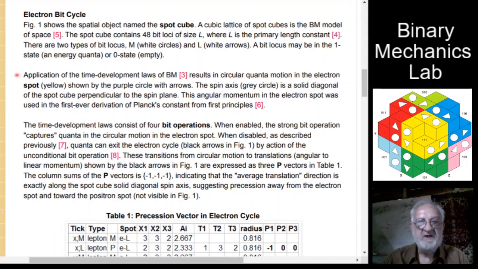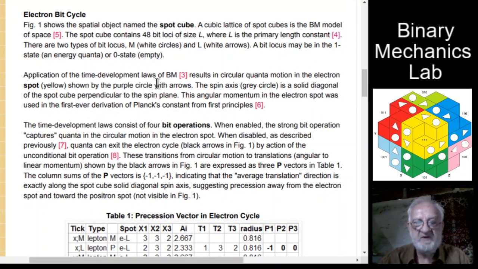As mentioned, this figure shows the spatial object named the spot cube. A cubic lattice of spot cubes is the binary mechanics model of space. The spot cube contains 48 bit loci of size L, where L is the primary length constant. There are 2 types of bit locus, M, the white circles, and L, the white arrows. A bit locus may be in the 1 state, an energy quanta, or the 0 state, in other words, empty.